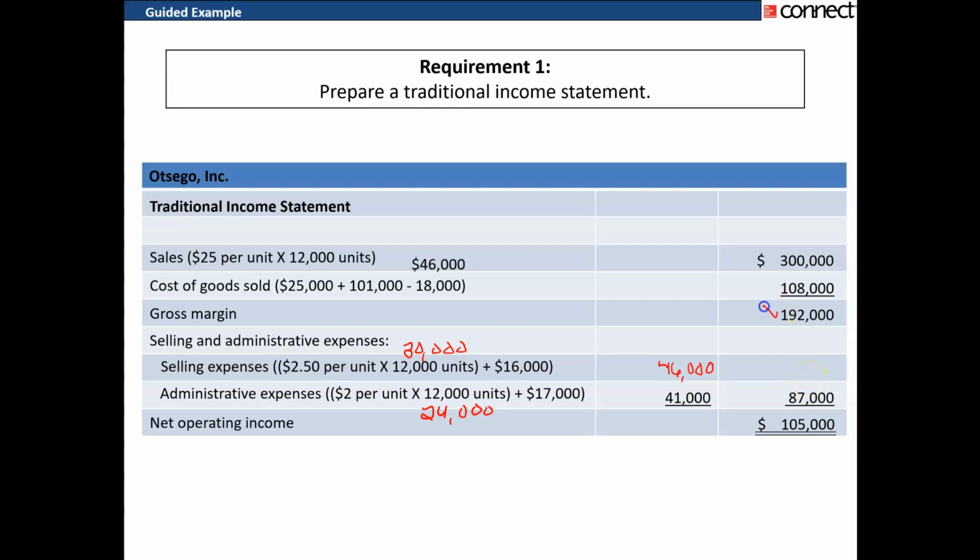Take your gross margin, subtract your total expenses, gives you $105,000 net operating income. Now, when we do the contribution margin format income statement, you're going to get $105,000 again. It's the same thing, but we're just divvying it up differently. Okay, let's take a look at the next one.